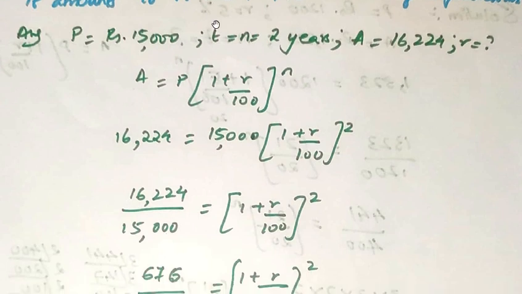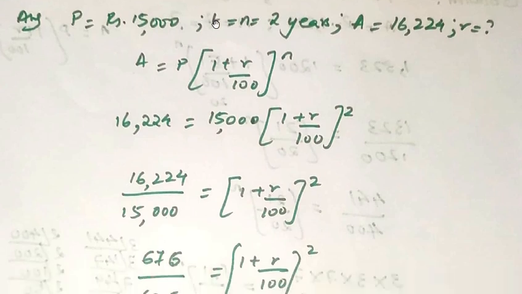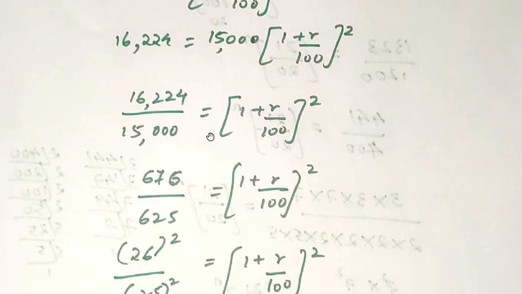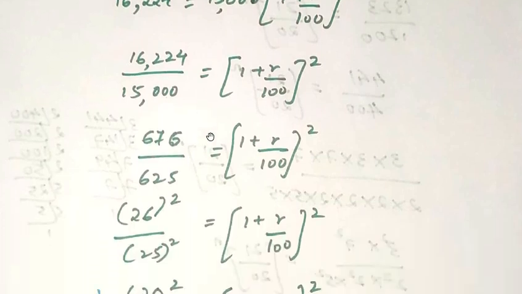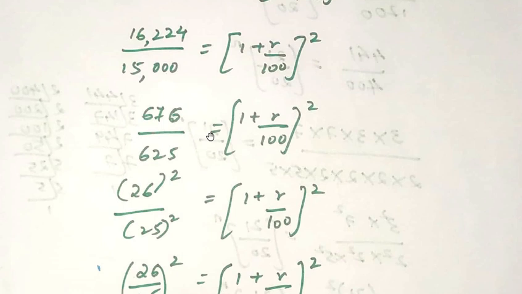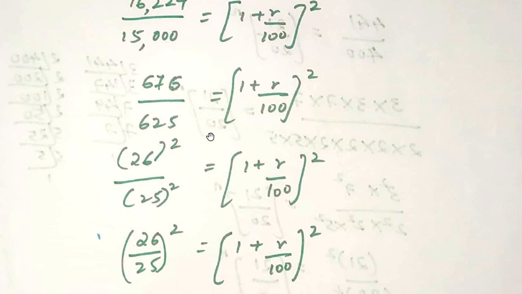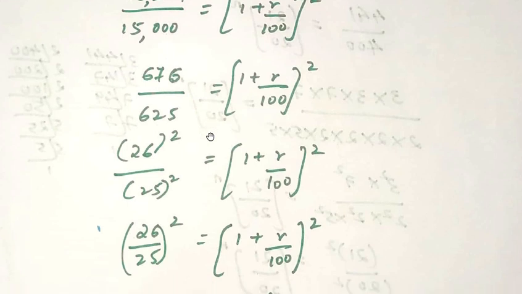From here it moves on to finding out the rate of interest problems. So amount is equal to principal into 1 plus r by 100 to the power of n. So 16,224 is equal to 15,000 into 1 plus r by 100 to the power of 2. So 16,224 divided by 15,000 is equal to 1 plus r divided by 100 to the power of 2. So 676 divided by 625 is equal to 1 plus r divided by 100 the whole square.